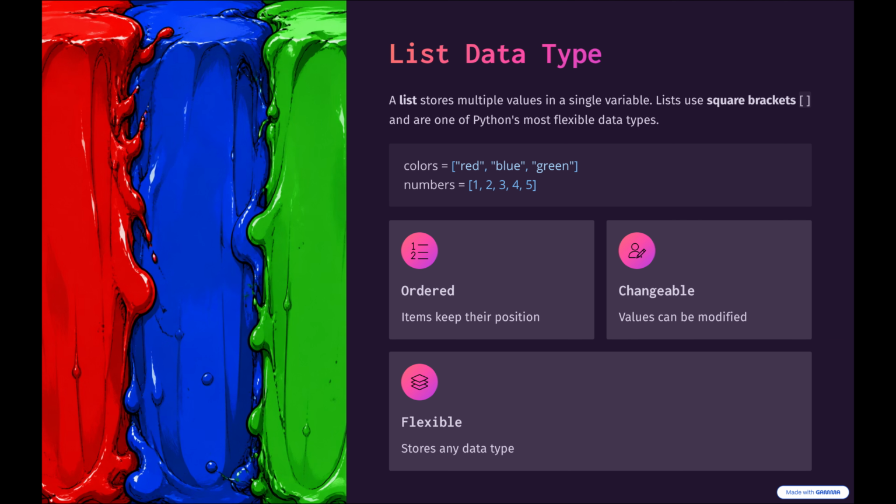Now let's talk about lists. A list allows us to store multiple values in a single variable. Lists are created using square brackets. You can see an example in the image below. For example, we can store different colors: red, blue, and green. A list maintains the order of the items, and unlike some other data types, we can change its values later. Lists are very useful because in real world applications, we often need to work with sets of data. For example, a list of users, products, or scores.